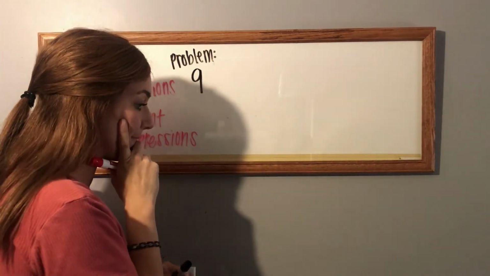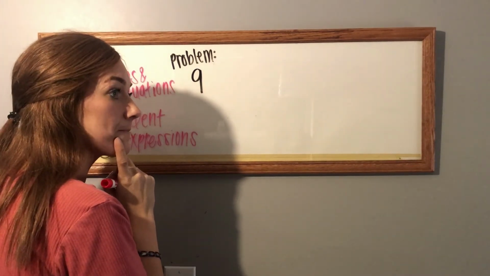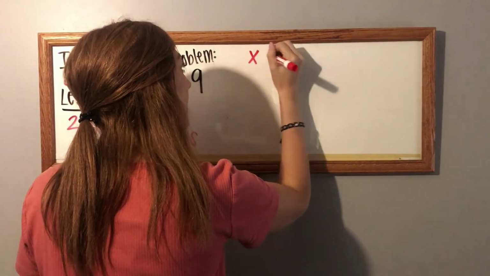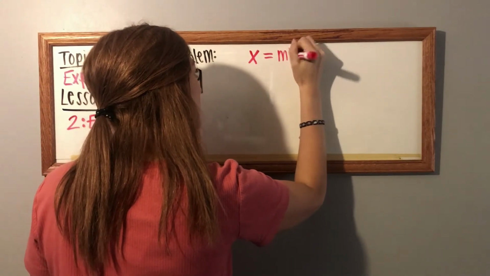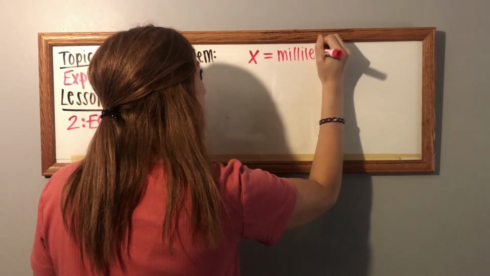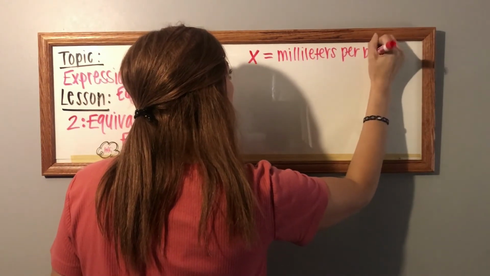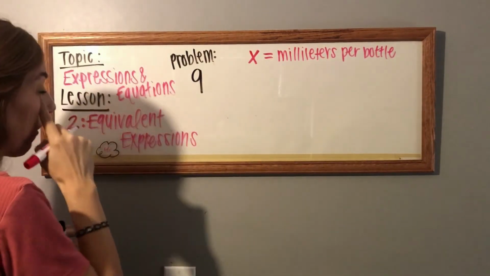So let's think about it: they check 25 bottles and 2 do not pass. They all hold the same number of milliliters. So in my head, I don't know how many milliliters are in each bottle. So I'm thinking that my variable is going to be the number of milliliters per sports drink.